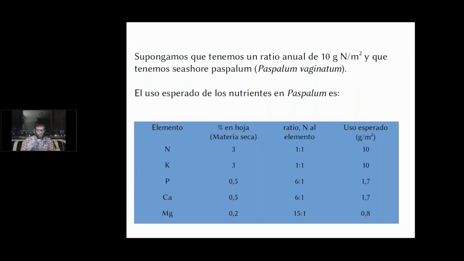This is different for different grasses because different grasses may have different ratios of the elements in the leaves. If we put 10 grams of nitrogen to seashore paspalum, now it's going to use the same amount of potassium, 10 grams also, and 1.7 of phosphorus, 1.7 of calcium, and so on. So based on the quantity of nitrogen that is supplied to the grass, that puts an upper estimate of how much the grass will grow or how much nitrogen it will use, and then based on what is in healthy bentgrass or seashore paspalum or cynodon leaves, which is what we're trying to produce, we can get an estimate of how much of each of those elements the grass will use.